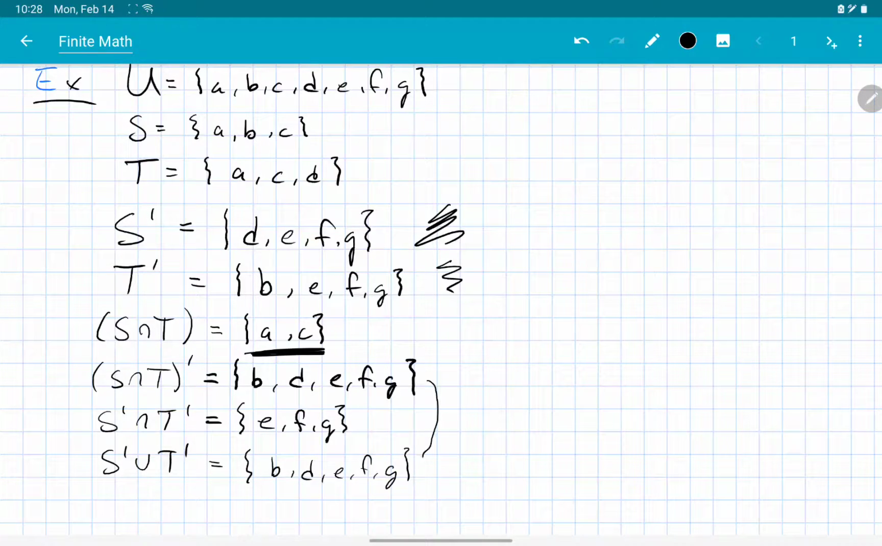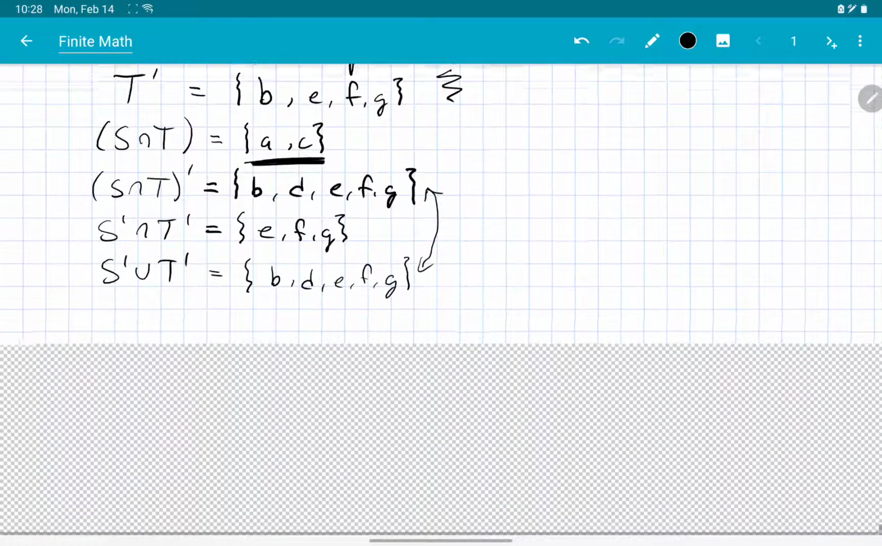And you'll note that these two are equal. S's intersection with T, then complement, versus take the complements first of S and T and then union them. That's actually a fact called De Morgan's laws, which we will learn in the next section.